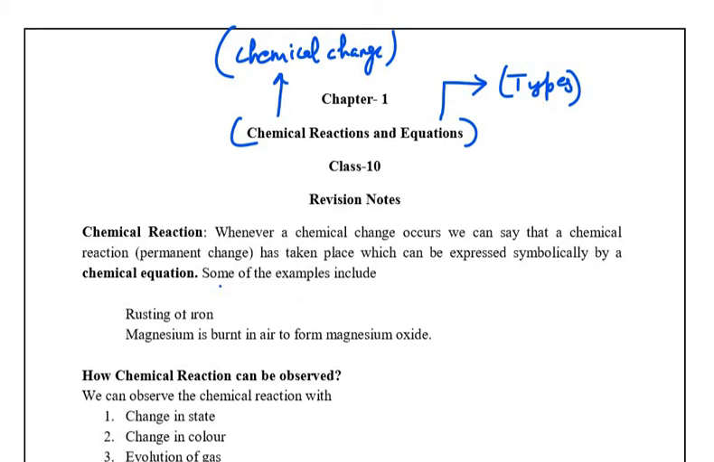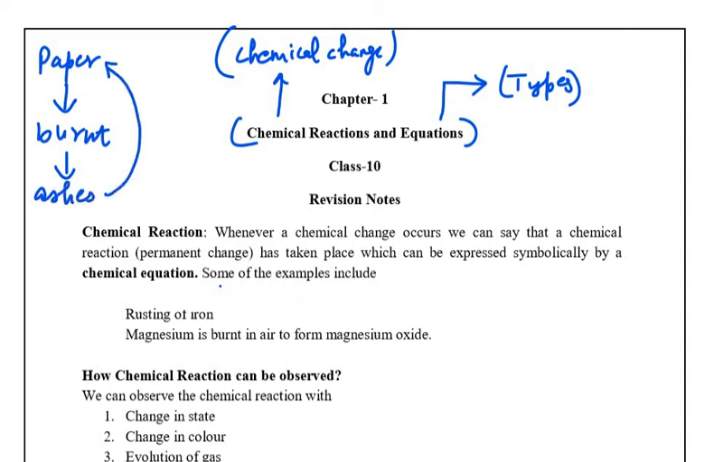reaction. When we have paper and we burn the paper, we will get ashes. Now we have ashes with us, and we cannot go back to the paper again. We can't come to the first state again. If you can't get back to the first state, then we can say it is a chemical change, because it is a permanent change. That situation is known as chemical change.